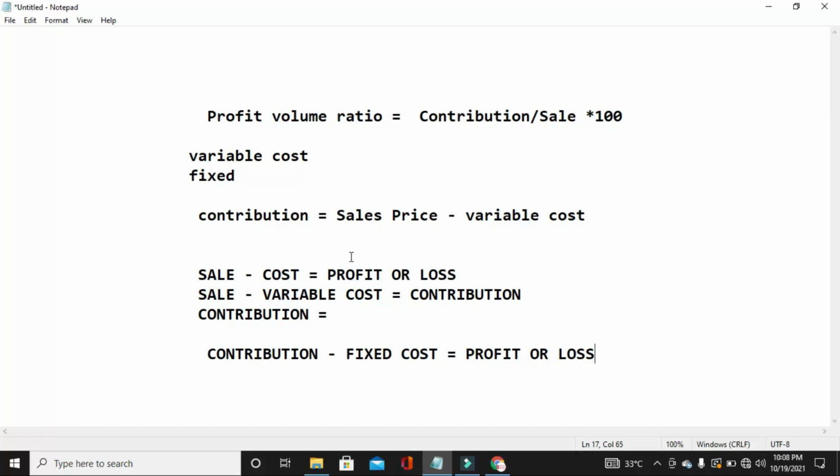So let me repeat it again: for calculation of profit volume ratio, we will divide contribution by total sales. So now we need to know about contribution, and we have to calculate it. For calculation of contribution, we need to deduct the variable cost from our selling price. Once we deduct our variable cost, the remaining amount will be called contribution, and contribution is the amount that consists of fixed cost and profit or loss.